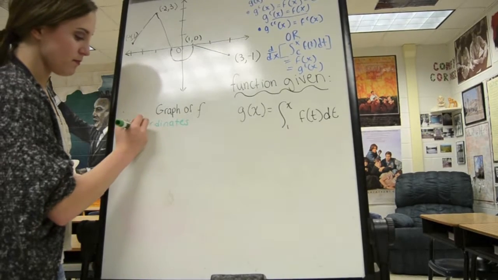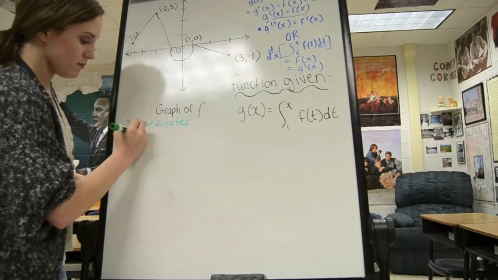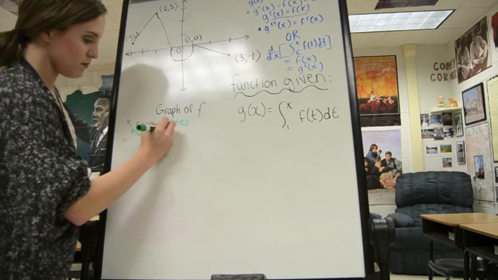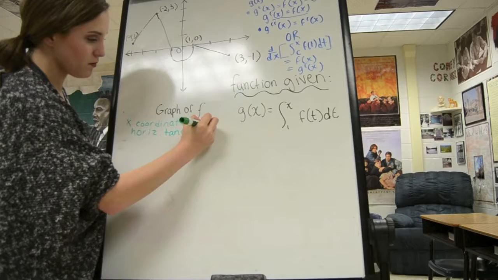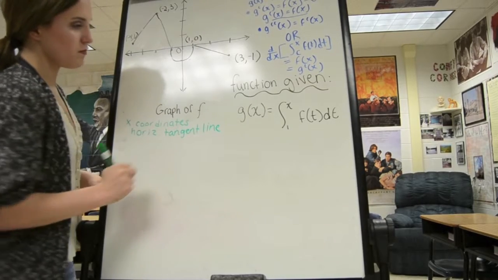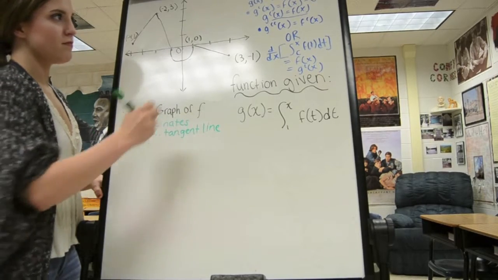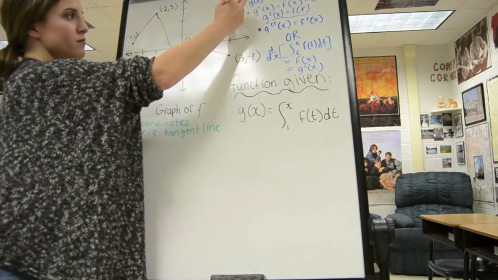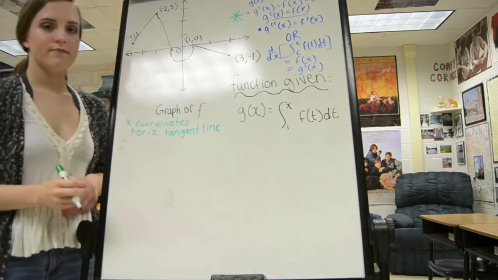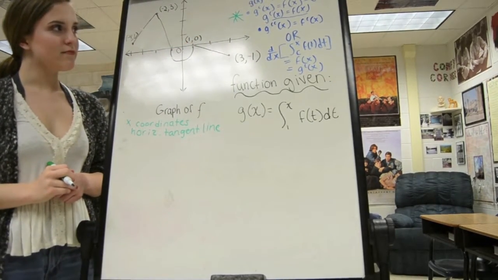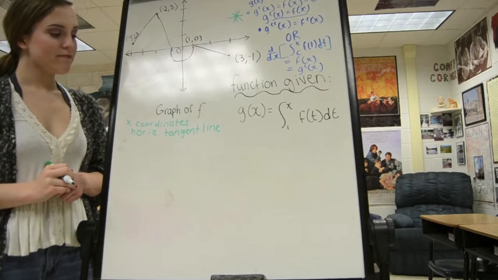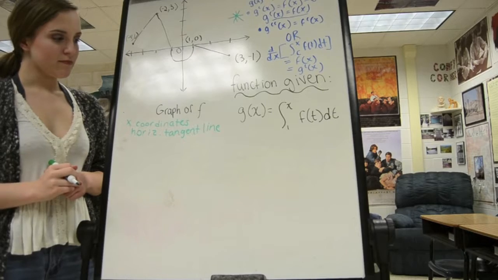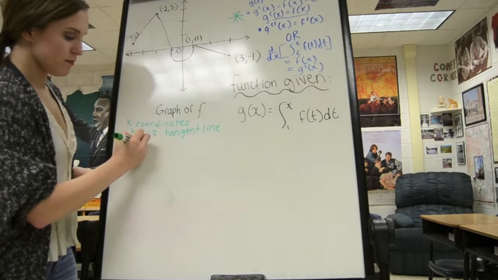Find the x-coordinates where g, not f, which is the graph given on the front page, has a horizontal tangent line. To remember the relationship with g and f that we just talked about, I suggest rewriting it at the top of the problem. G prime of x equals f of x, and the second derivative of g of x equals f prime of x.